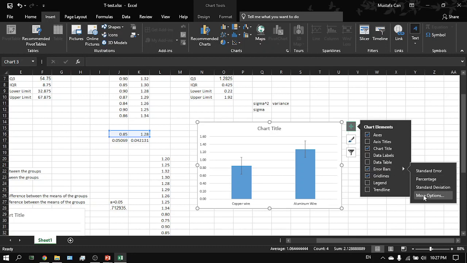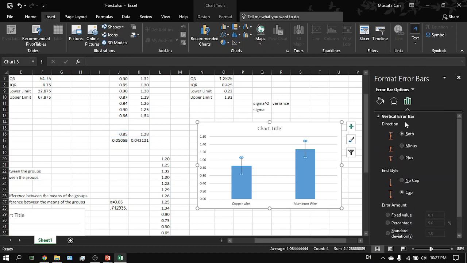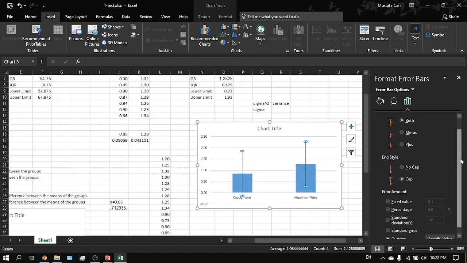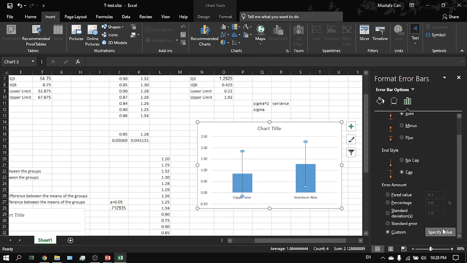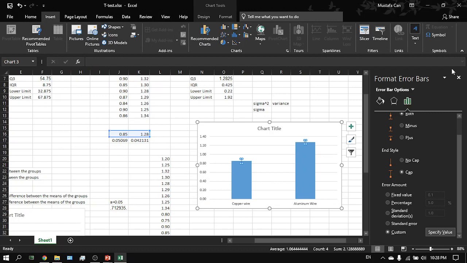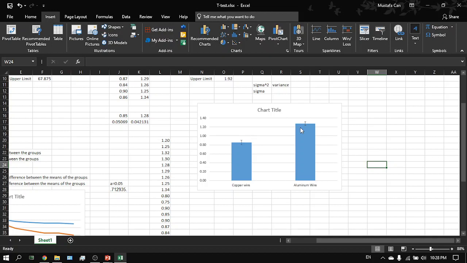I come to more options here. Error bar, more options. I come to the lowest I can go with this thing here. Specify value. I delete one here. Specify these two values. Delete two here. Get these two. Okay. So our graph also showed that the result is significant.